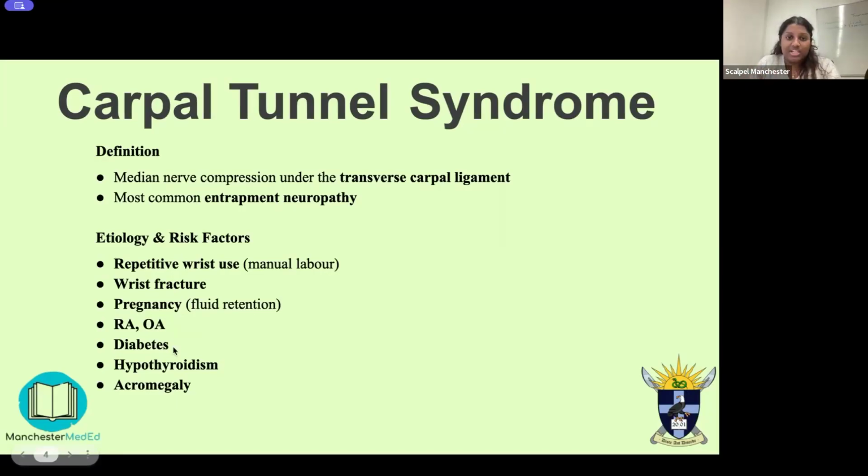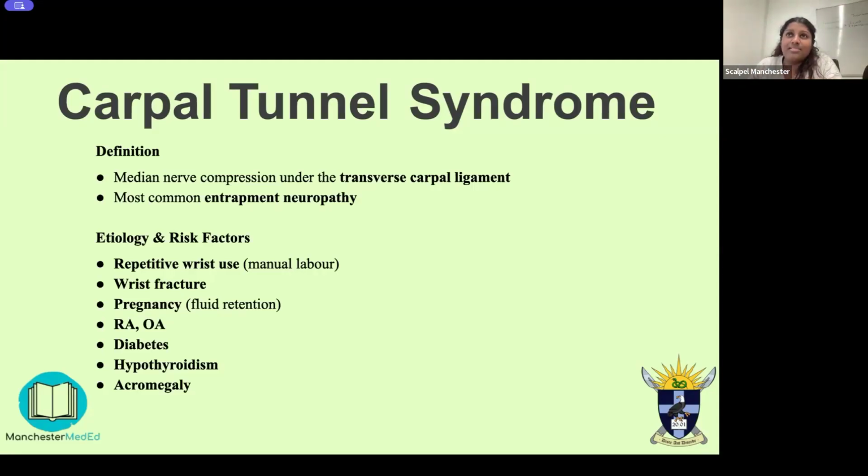Another thing would be wrist fractures, which would again squish the median nerve. Another one that comes up in almost every condition is pregnancy. The fluid around a joint, especially in a compartment inside your wrist, if it fills up with fluid, the median nerve is again going to get trapped. Rheumatoid arthritis and osteoarthritis would be due to the bony eminences growing, or the osteophytes that start to form around the wrist, which increases the pressure again.